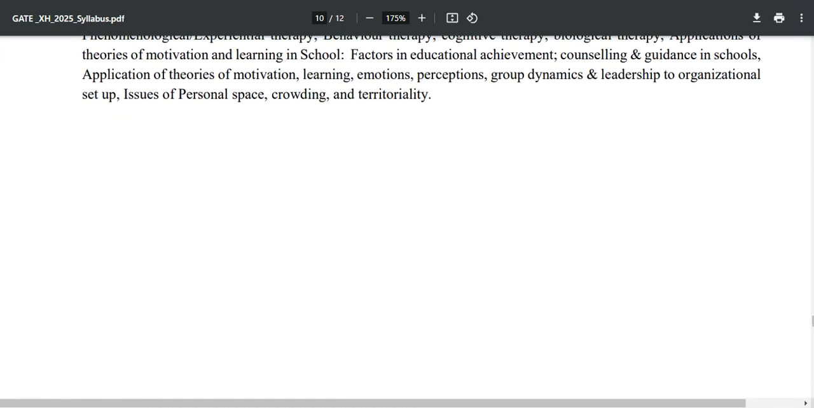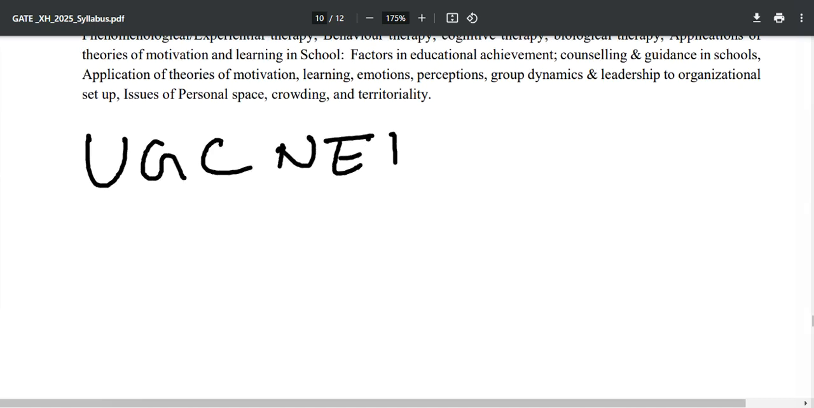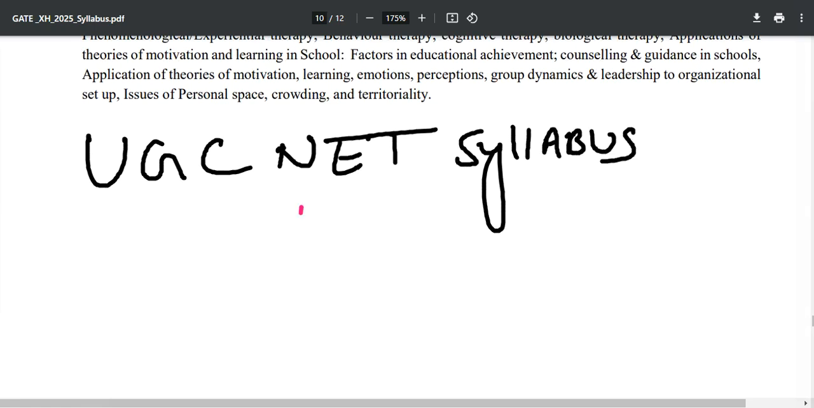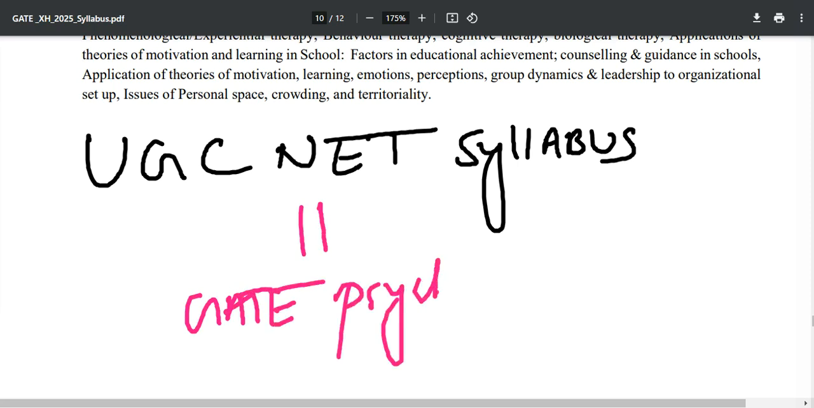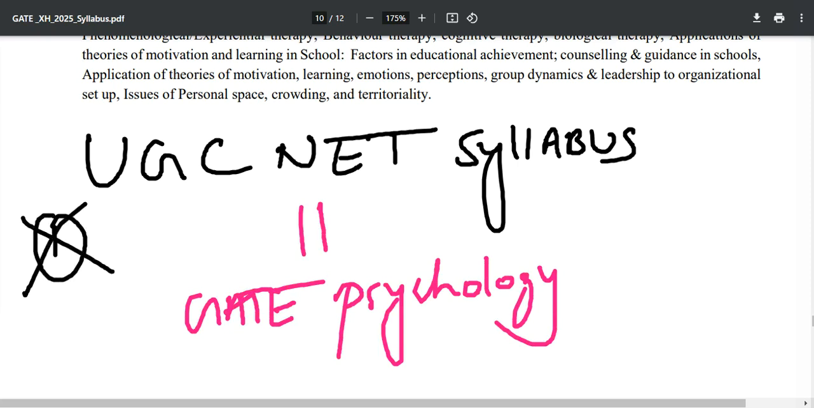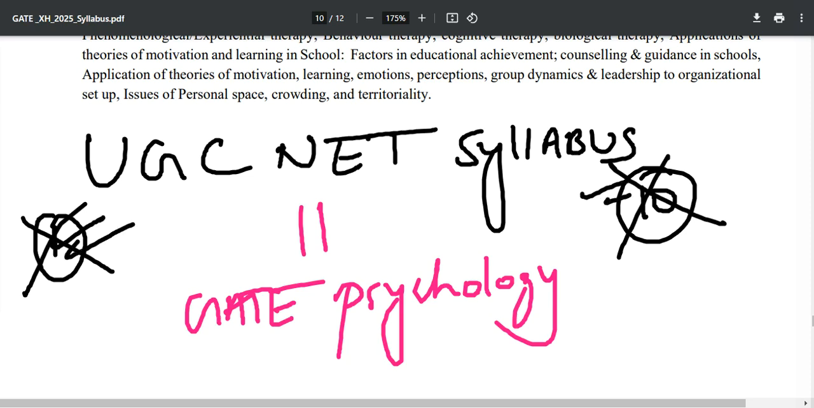Okay, so what you have to do right now is: the UGC NET syllabus is equal to your GATE psychology syllabus. But you have to be careful of what? Careful of unit number 1, you don't have to read anything. Unit number 10 of UGC NET, you don't have to read anything apart from what? Apart from nothing. So unit number 1 and unit number 10 you can skip completely.